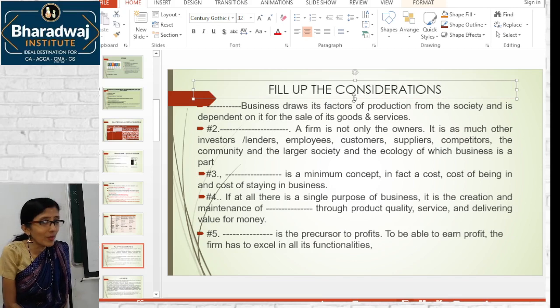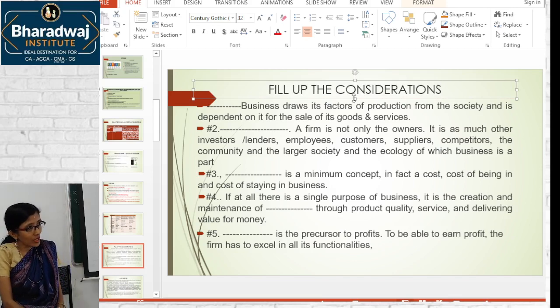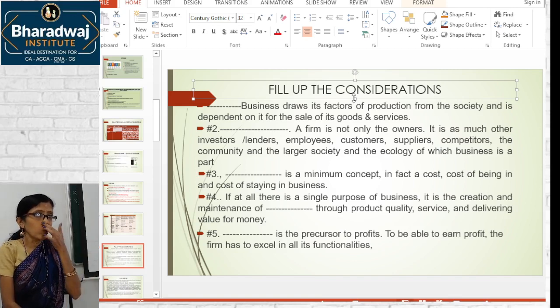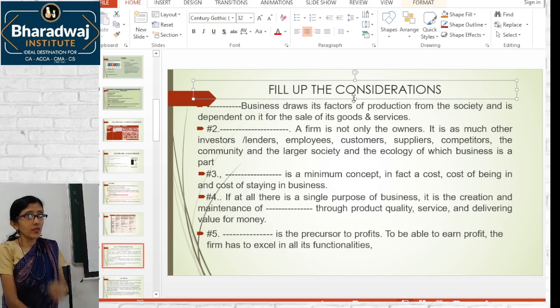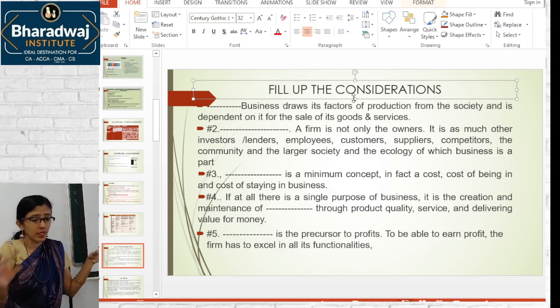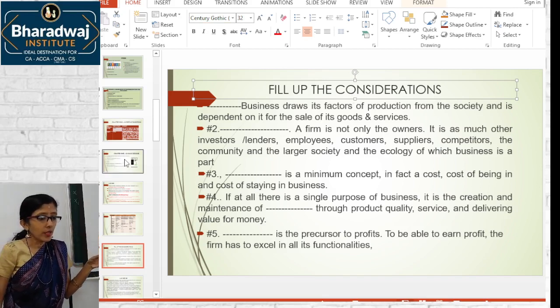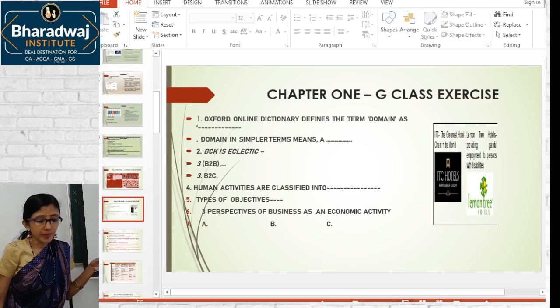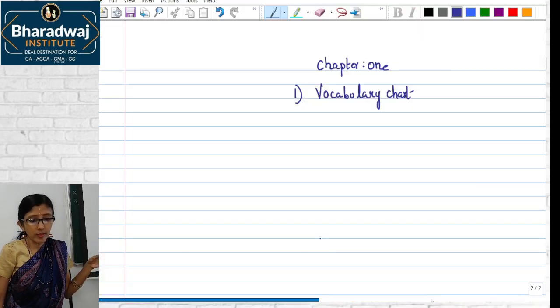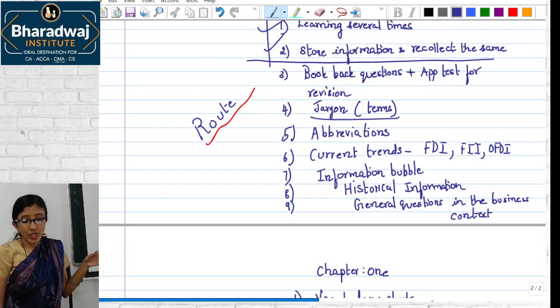This is one segment where some of you would have missed out in the first chapter, but they are asking certain terms used. Before going to the objectives, there is one segment called considerations, and it talks about some general terms in business. See what I gave you here, the general terms.